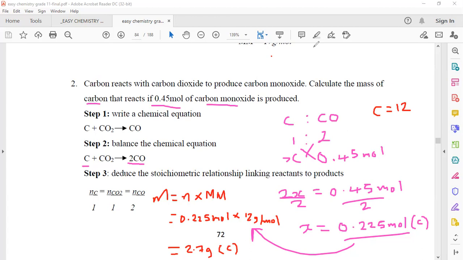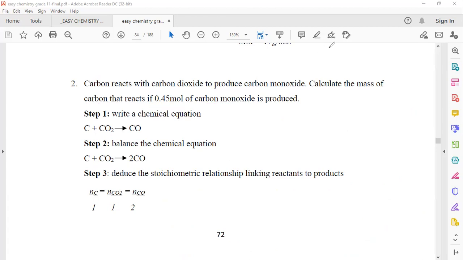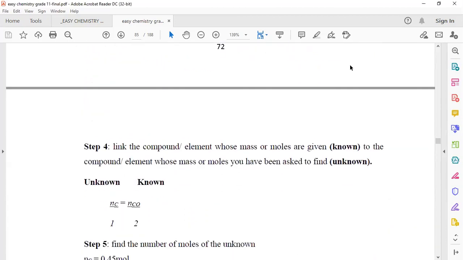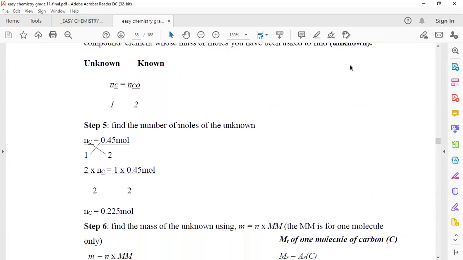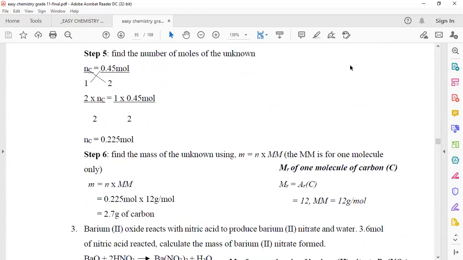If you're able to move from mass to moles and moles to mass, then you definitely get the correct answer. So we get 2.7. We'll continue looking at a few questions under stoichiometric moles or the mole ratio in the next episode.